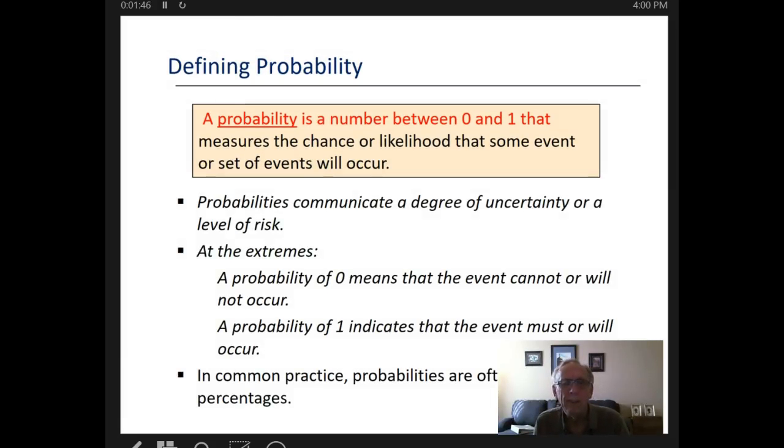Probability. It's a number, normally a percentage, between 0 and 1 that measures the chance or the likelihood that some event will occur. If it's 0%, it means it'll never happen. If it's a full 100% or a full 1, it'll happen all of the time.